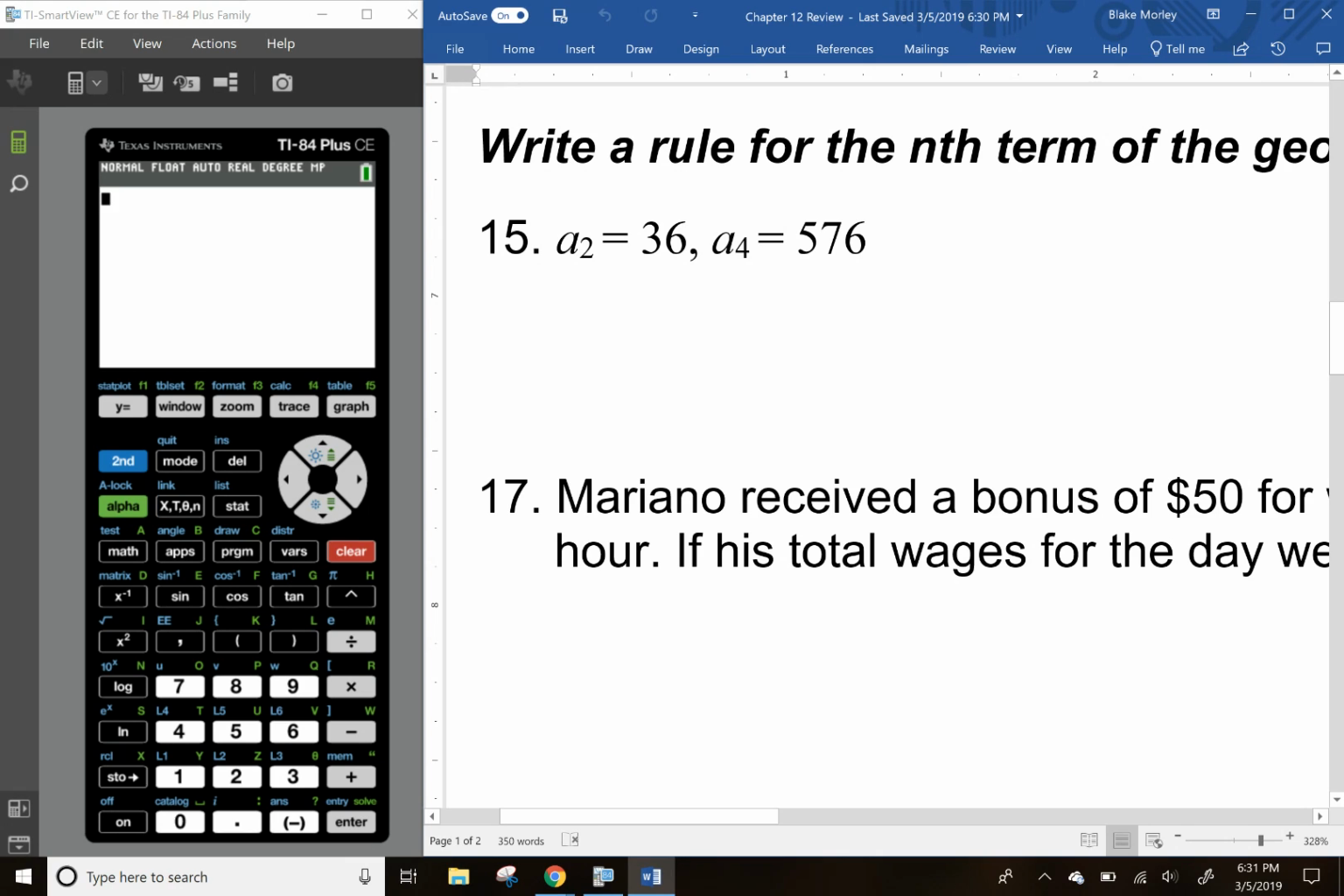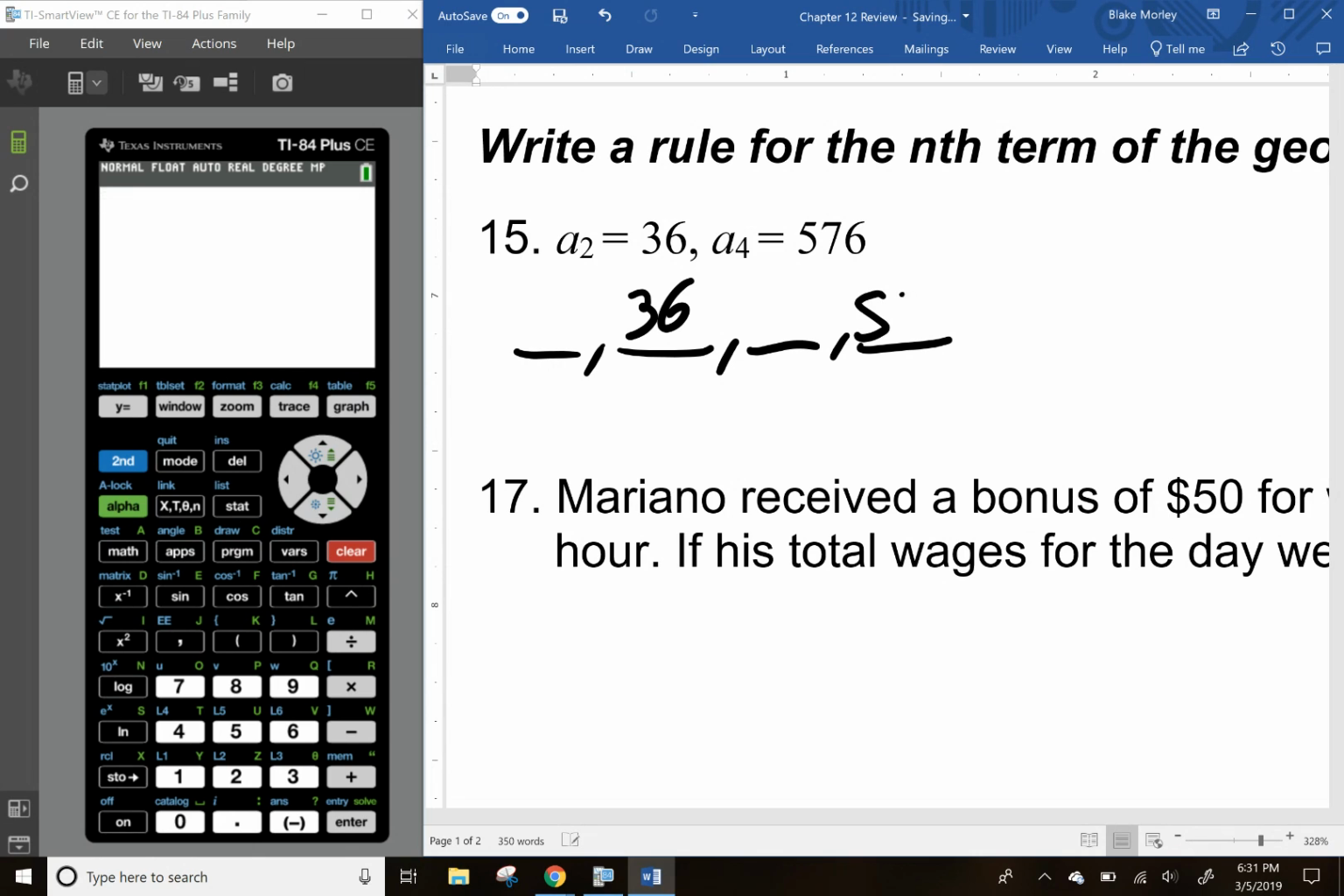So think of it like this, right? We don't know what the A1 is, but we know that the A2 is 36. We don't know what the A3 is, but we know what the A4 is, right? The A4 is 576. So here's what's happening, right? We're going to have something multiplied here to get the next number, and we're going to multiply that same number again to get the 576.